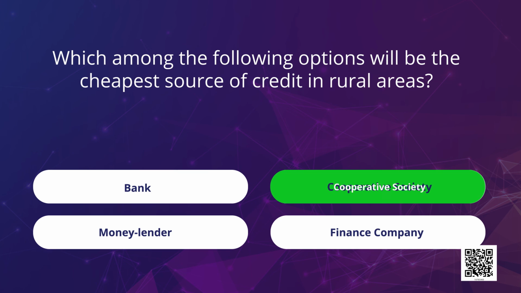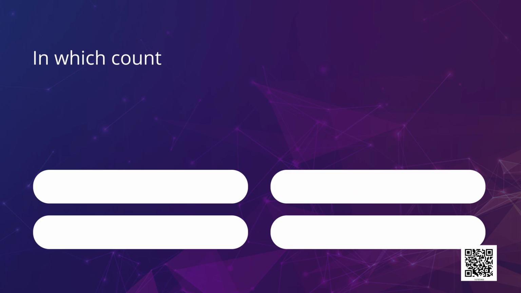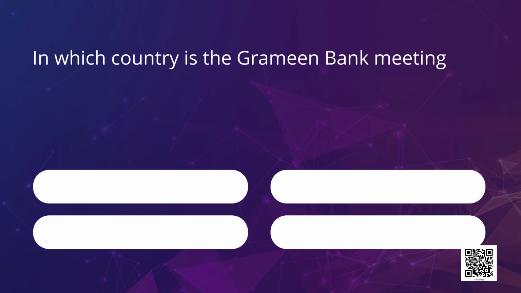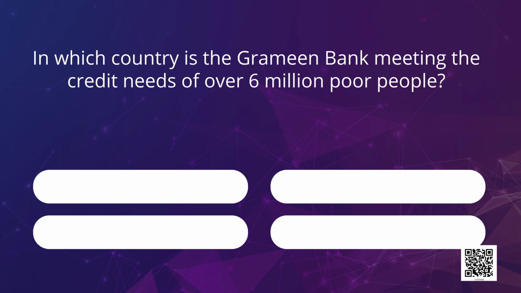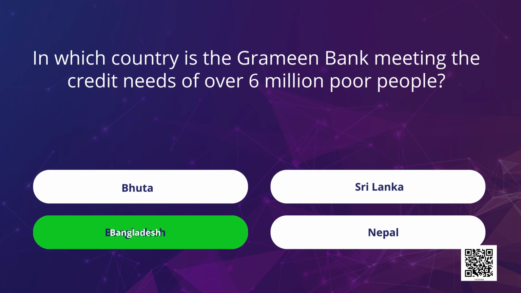Very right, it is cooperative society. In which country is the Grameen Bank meeting the credit needs of over 6 million poor people? Bhutan, Sri Lanka, Bangladesh or Nepal? Very right, it is Bangladesh.